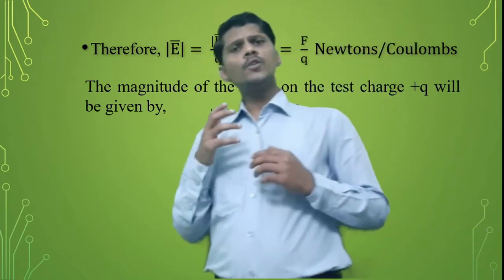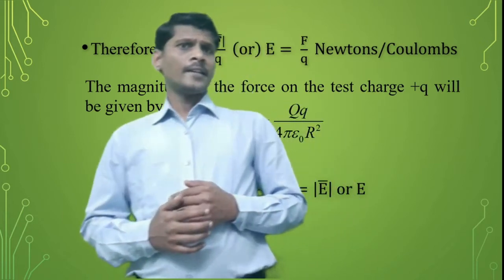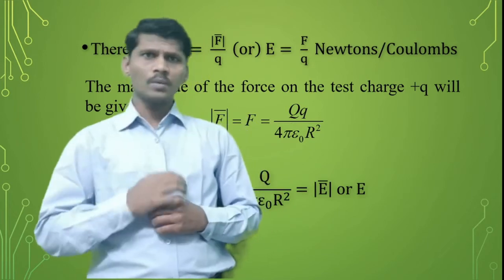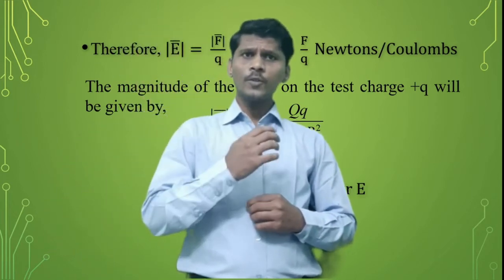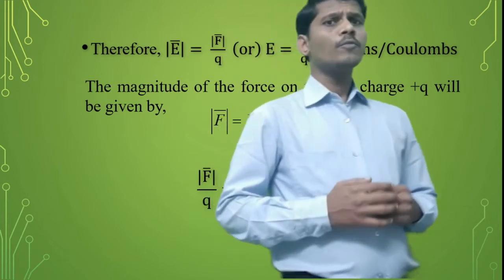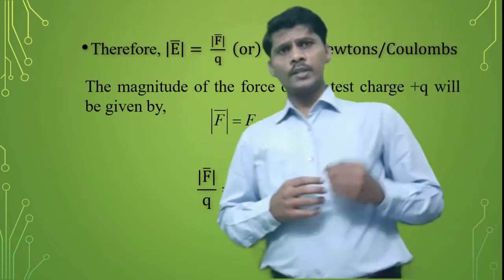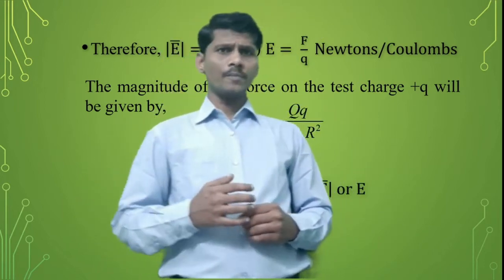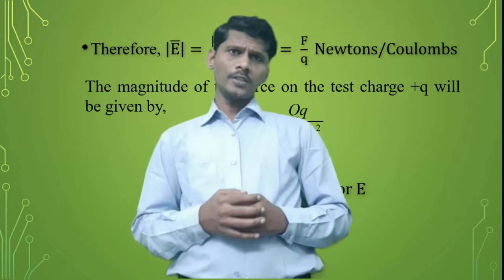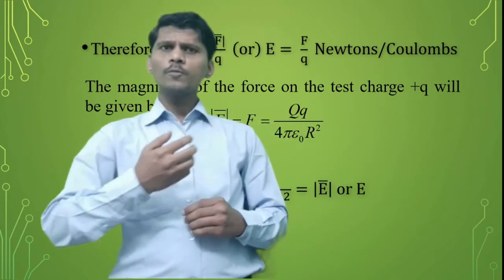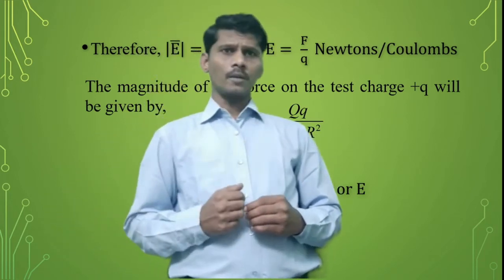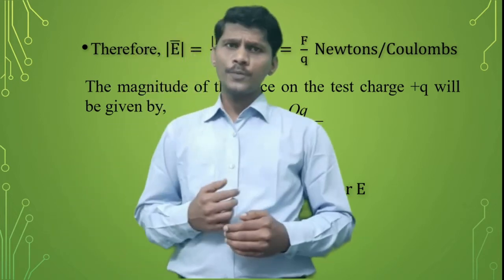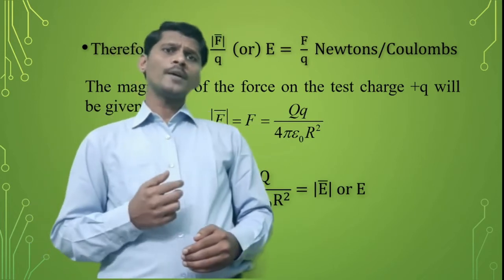Therefore, the magnitude of the electric field intensity at test charge small q due to the fixed charge capital Q is given by magnitude of E bar is equal to Q by 4 pi epsilon naught R square. In terms of unit vector, E bar is Q by 4 pi epsilon naught R square into a R bar. So once again, the magnitude of E bar is equal to Q by 4 pi epsilon naught R square.